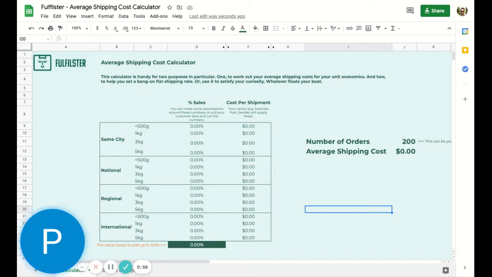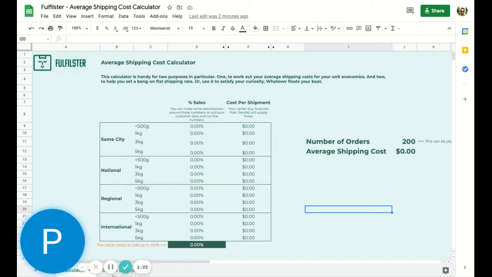So my recommendation has always been, obviously, if you could afford to offer free shipping, go for it. Or alternatively, offer a nice, easy to consume flat shipping rate. So how do you use this average shipping cost calculator, and how does that fit in with a flat shipping rate? Well, it's going to expose to you what your actual costs are for a start.